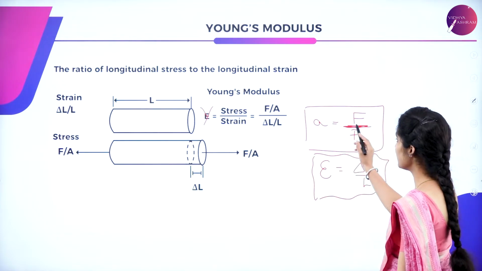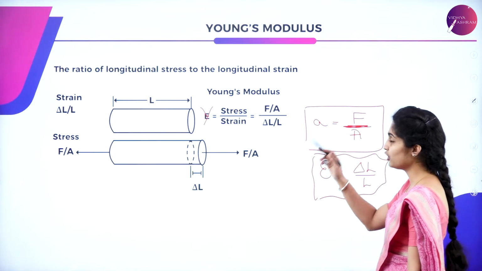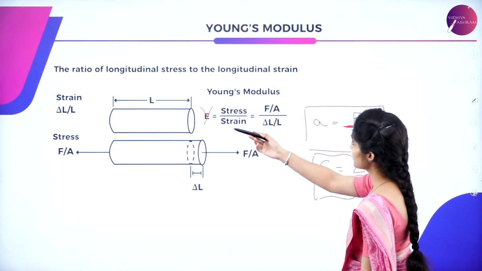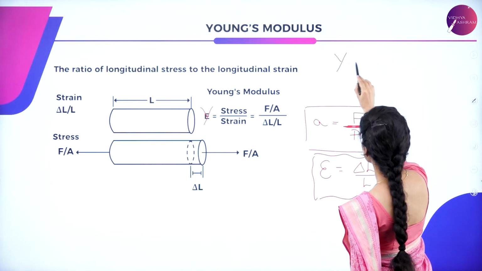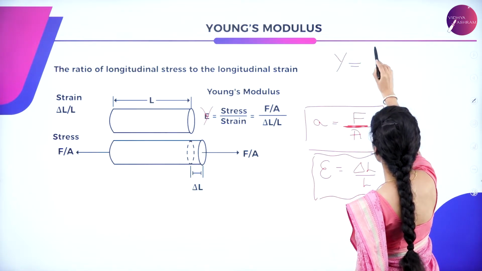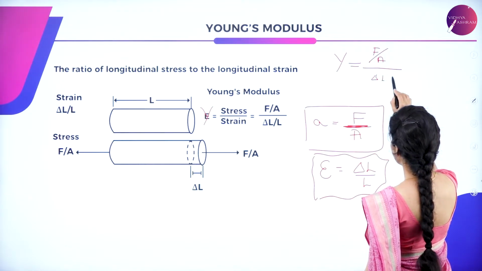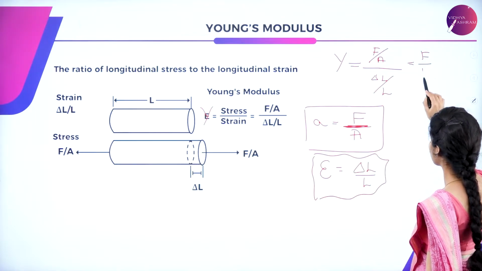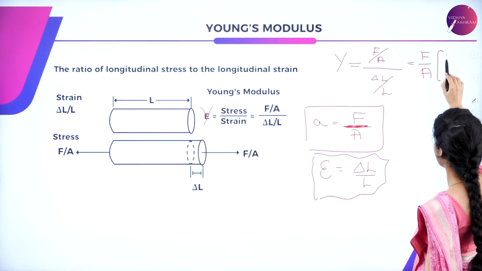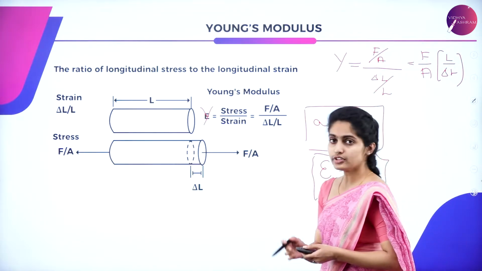So we have sigma is equal to F by A, and delta L divided by L for the longitudinal strain. When you consider the ratio of these two, Young's modulus Y is equal to the ratio of these two, that means F by A divided by delta L by L, which can be given as F by A into L by delta L. That is all about Young's modulus.